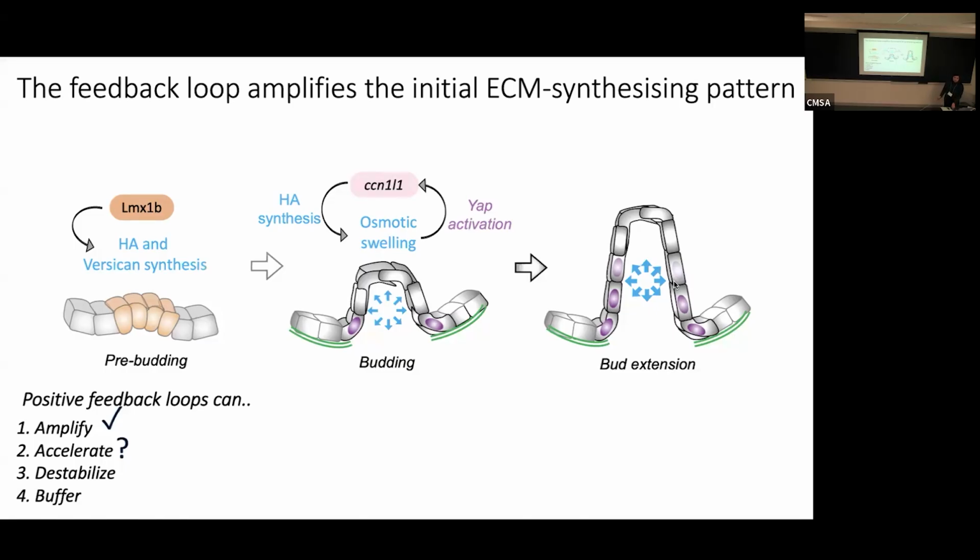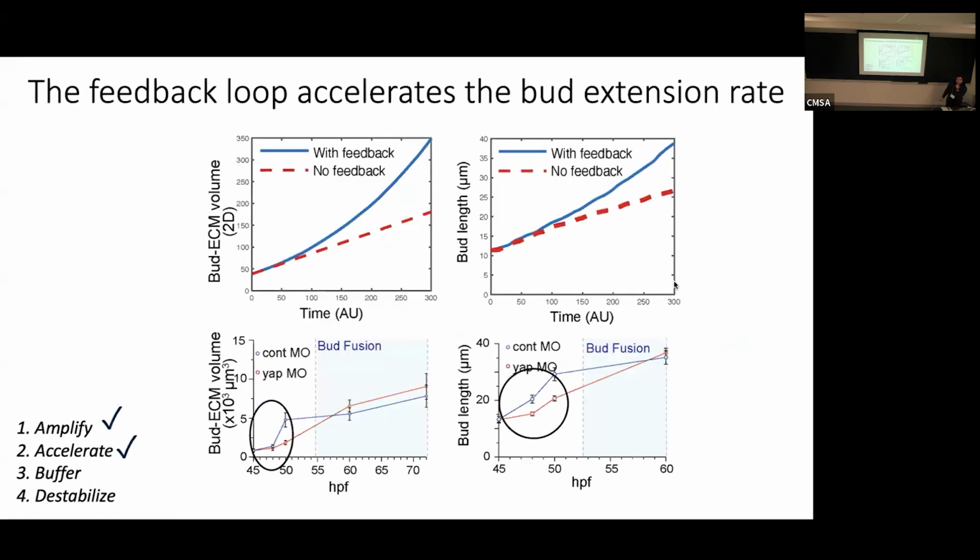I think either you degrade and it's local, or you have a complete shear. It's similar to Claudio and Anais' adhesion-deadhesion model. Yeah, it is similar to that model. Okay, so is it accelerating the rate of bud extension?